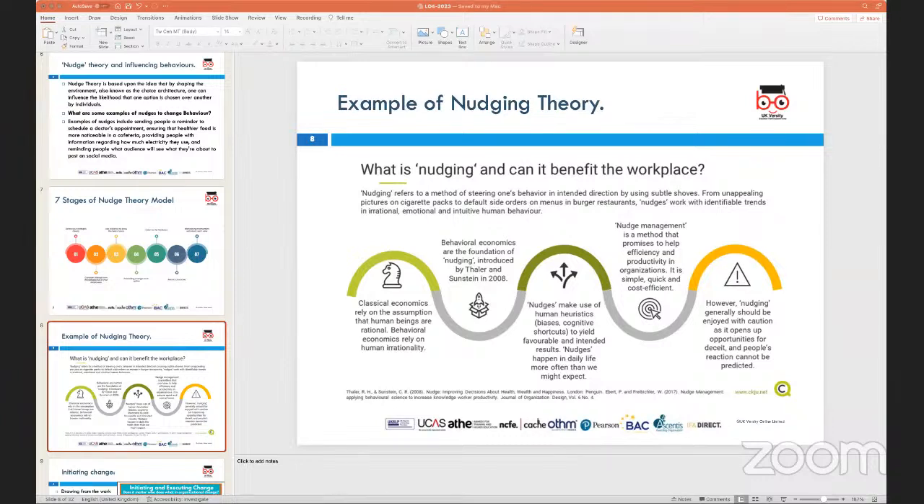Now, for example, when we look at pictures of burgers in restaurants and on cigarette packs and things like that, what the organization, or in this case advertisers, are trying to do is create identifiable trends which could either relate to you, or not relate to you and irritate you, or in some cases initiate a certain type of behavior which they want to observe.